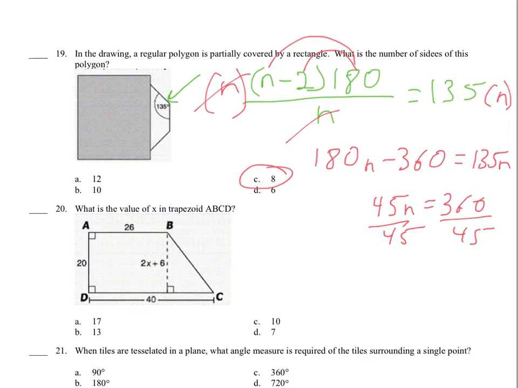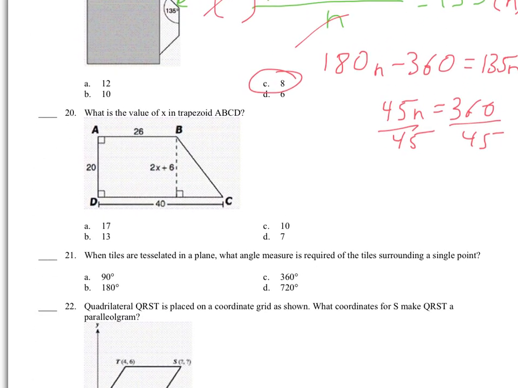Okay, number 20. What is the value of x in the trapezoid ABCD? Well, what ends up being formed here is a rectangle, doesn't it? This is a right angle, which means opposite sides are going to be congruent. So 20 equals 2x plus 6. Subtract 6, and x equals 7.